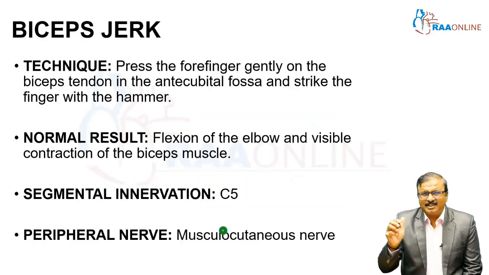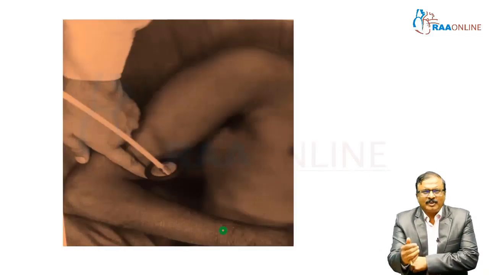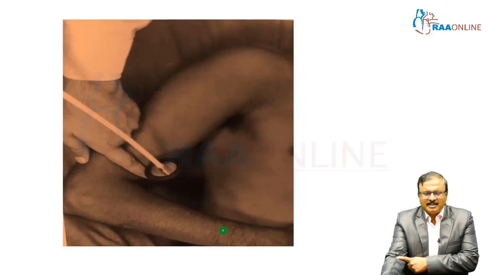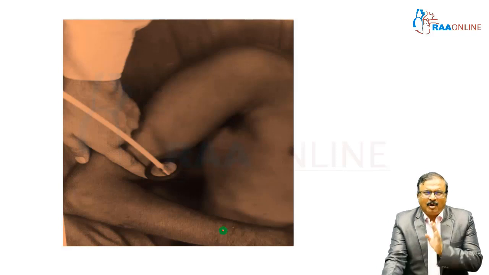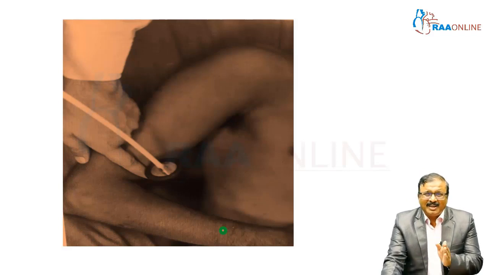It is one of the easiest to demonstrate, and you have a specific technique. You keep your index finger over the biceps tendon and strike with a knee hammer. Often asked is, what do you look for, flexion or extension? That is the usual question from the examiner. The immediate answer will be flexion.